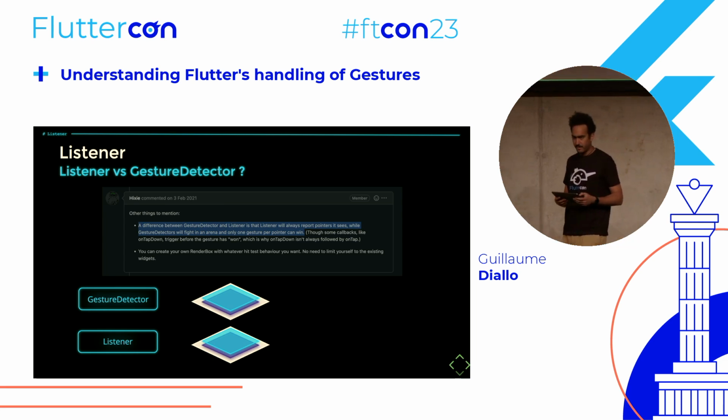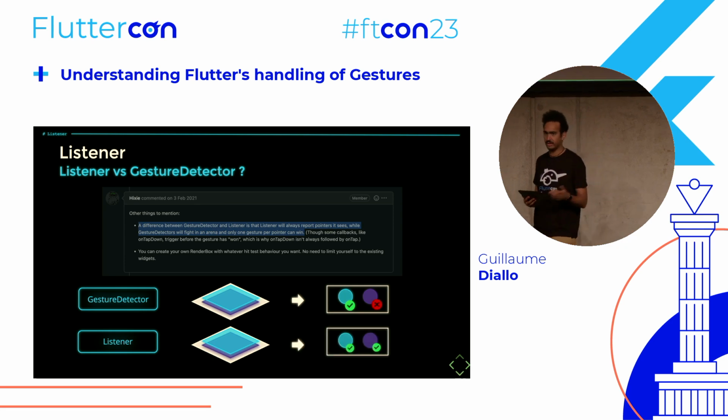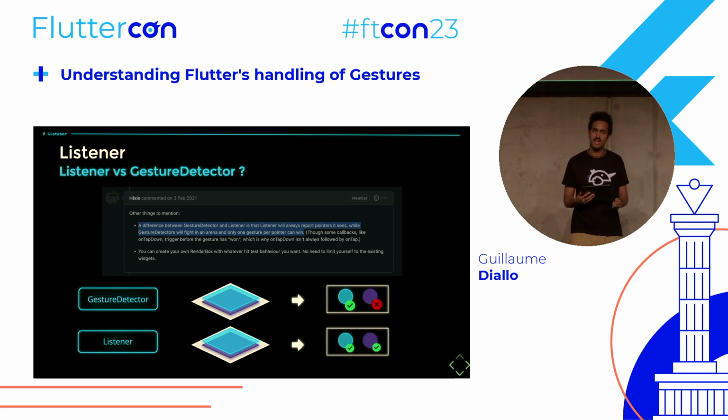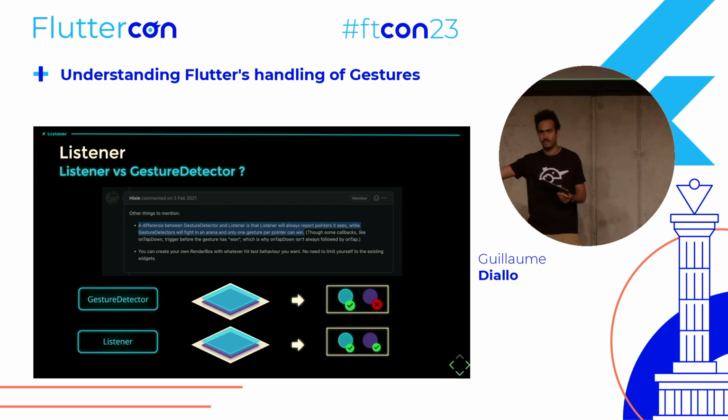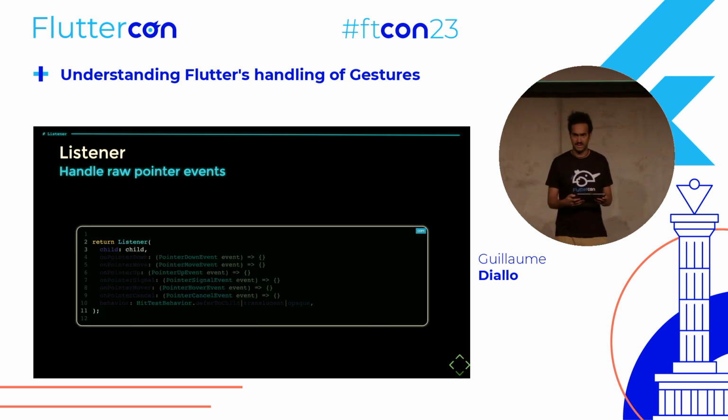The main difference between those two is that the gesture detector fights in the arena and you have only one winner, while the listener is more conciliatory and you are able to directly handle the pointer events, and then you can have a win-win for any widgets. And here is our solution. So let's see how it looks.